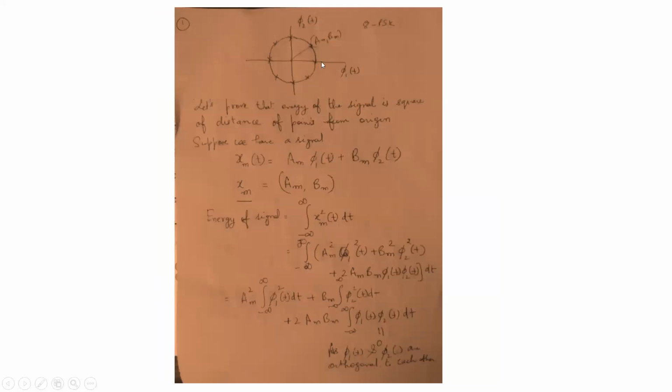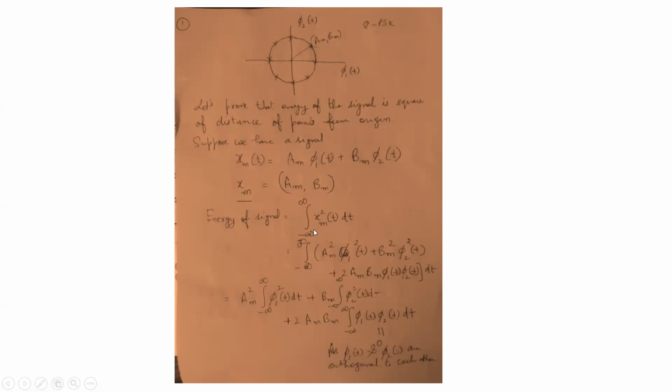Now, let's prove the energy of the signal. What do we want to prove here? We want to prove that the energy of each signal is actually the square of the distance from the origin. So that's what we want to prove. This is our modulated signal. As a vector, I can express it as (AM, BM). So what is the energy of the signal?